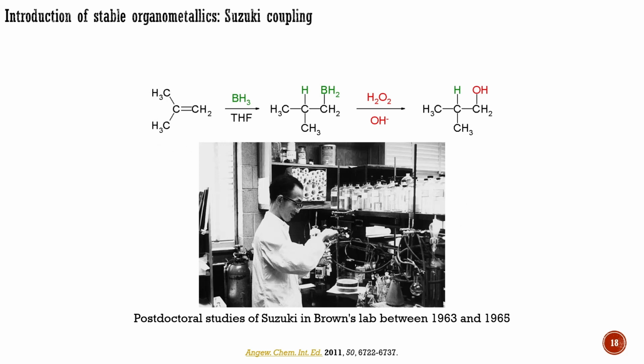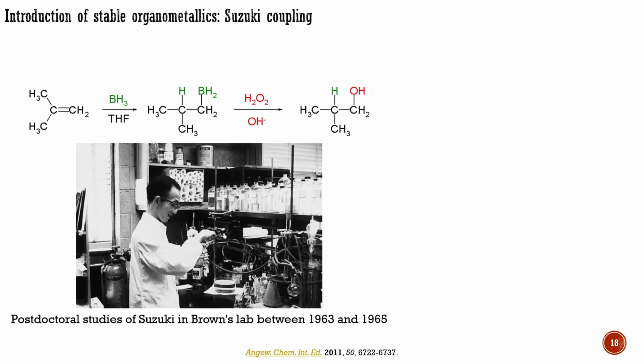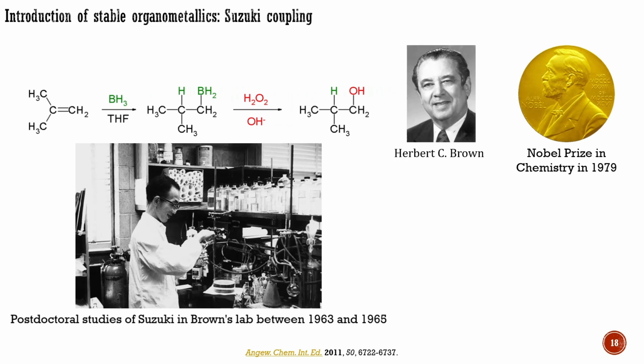In the early 60s, inspired by the research on hydroboration of unsaturated systems, Suzuki moved to the group of Herbert Brown for a short postdoctoral study. Herbert Brown was one of the founders of this field of research, which eventually was recognized by awarding the Nobel Prize in Chemistry in 1979.